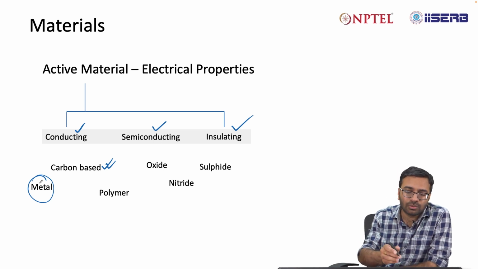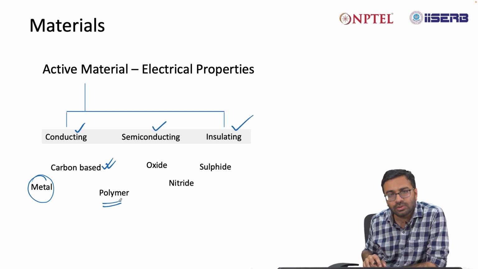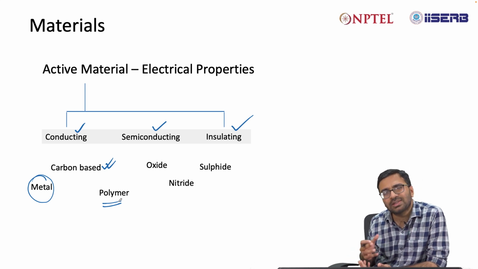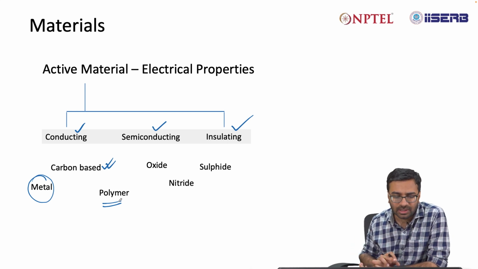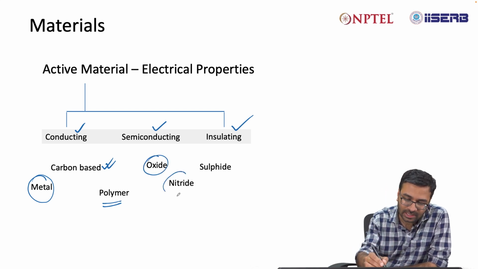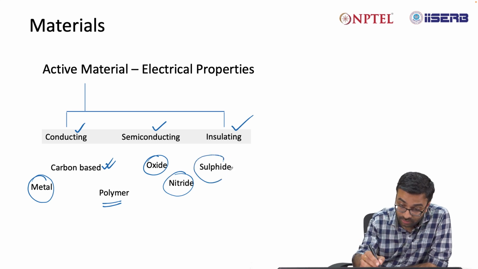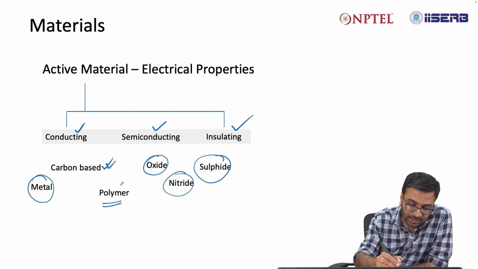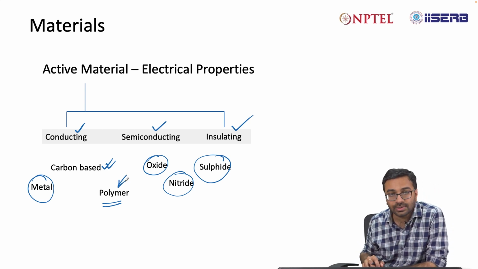Then you may also use some sort of polymers. These are also conducting. For example, some conducting polymers are already available commercially. You can use those polymers, or you can synthesize a conducting polymer for certain sensor fabrication. Then we also use semiconducting active materials. In that case, you can use metal oxides, nitrides, maybe sulfides also for semiconducting application. There are different semiconducting polymers also that you may consider for developing a sensor.